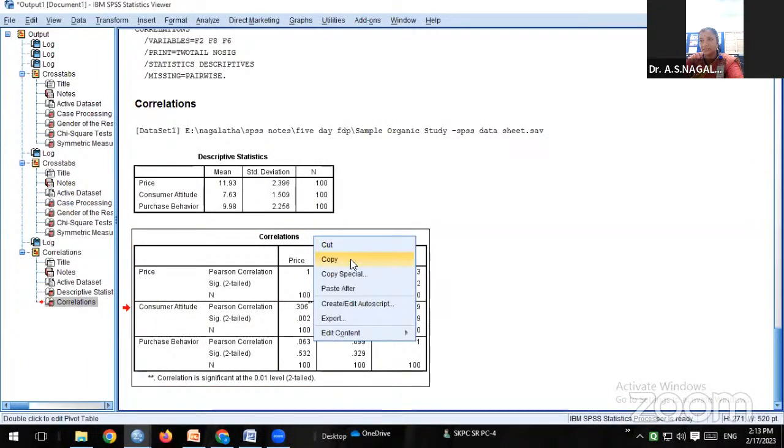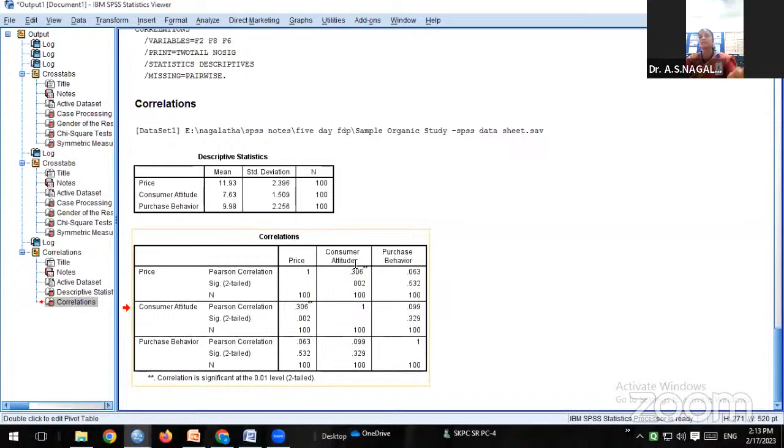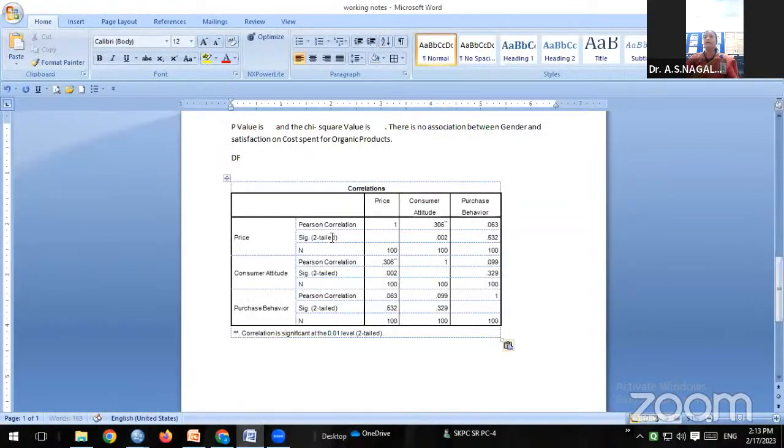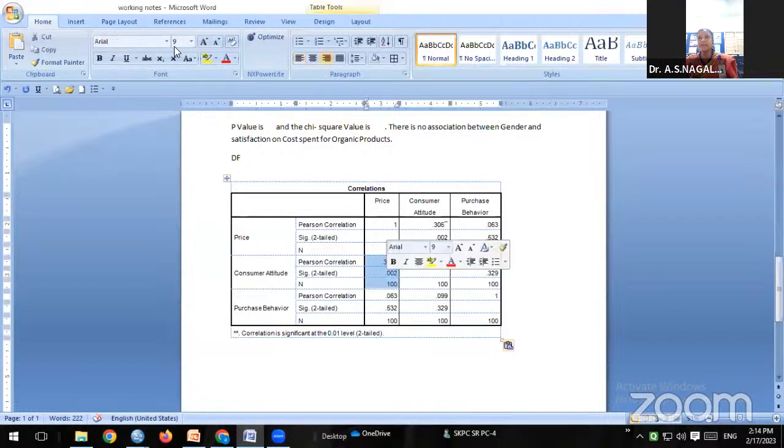You just copy this here, and you highlight these two. You have to highlight this, and you should explain that this Pearson correlation shows a relationship between price and consumer attitude, with the value of correlation 0.306, which is related weakly. The p value is 0.002, and you have to explain why.